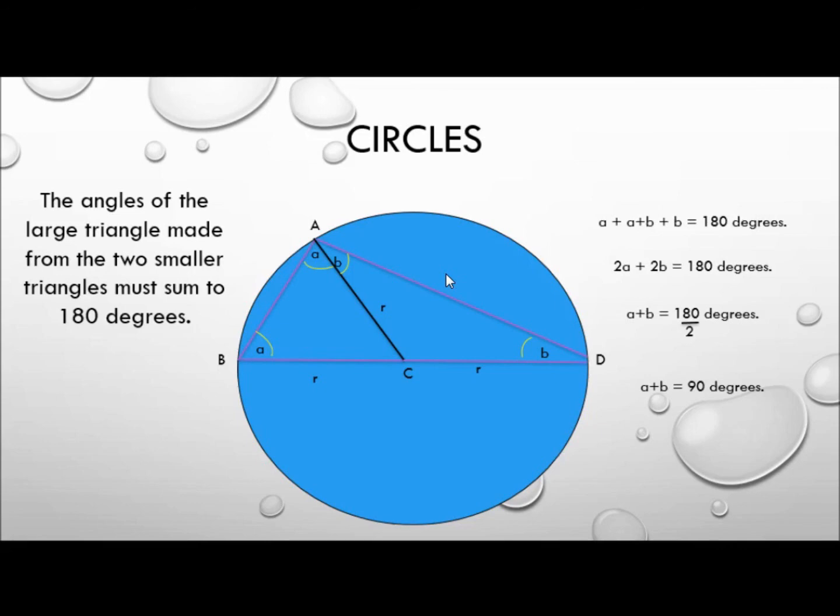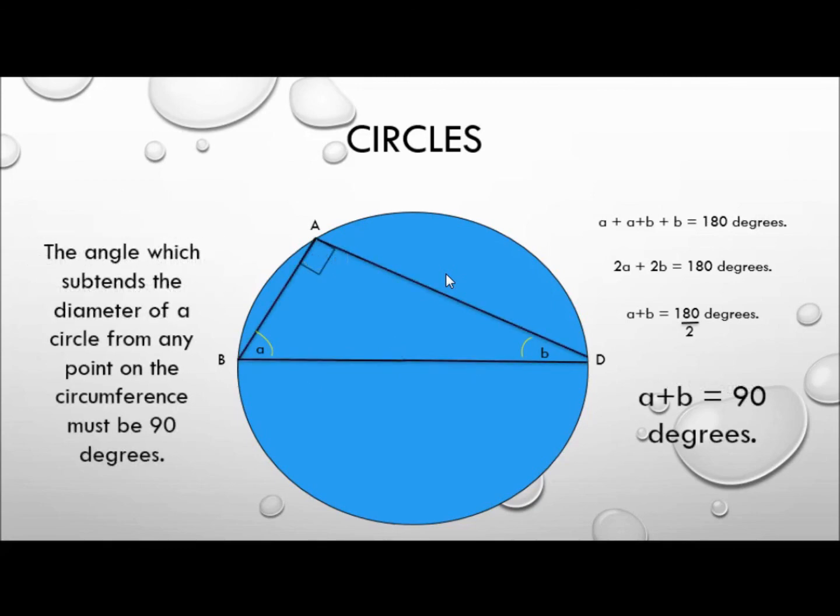And that is what we set out to prove. The angle which subtends the diameter of any circle from any point on the circumference must be 90 degrees.